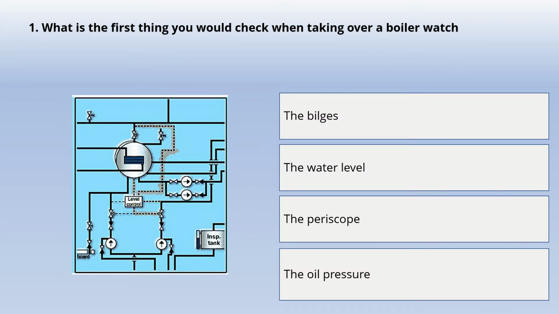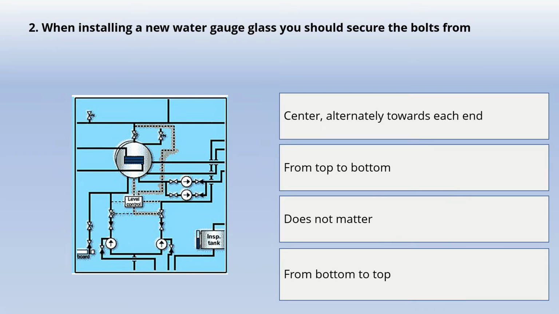Our first question is, what is the first thing you would check when taking over a boiler watch? And the options are the bilges, the water level, the periscope, the oil pressure. And the correct option for this question is the water level. Our next question is, when installing a new water gauge glass, you should secure the bolts from, and the options are center, alternately towards each end, from top to bottom, does not matter, from bottom to top. And the correct option for this question is center, alternately towards each end.